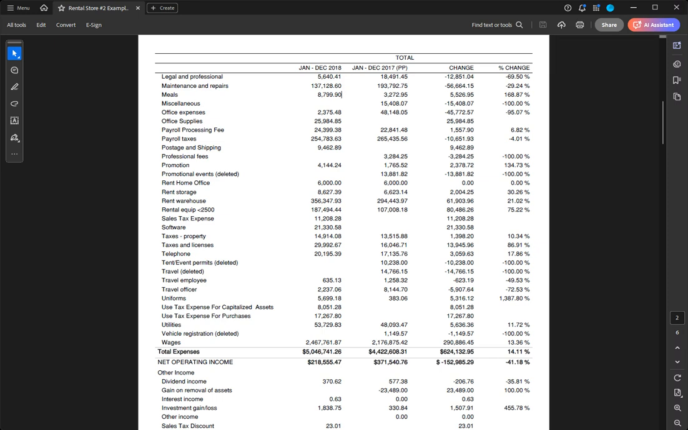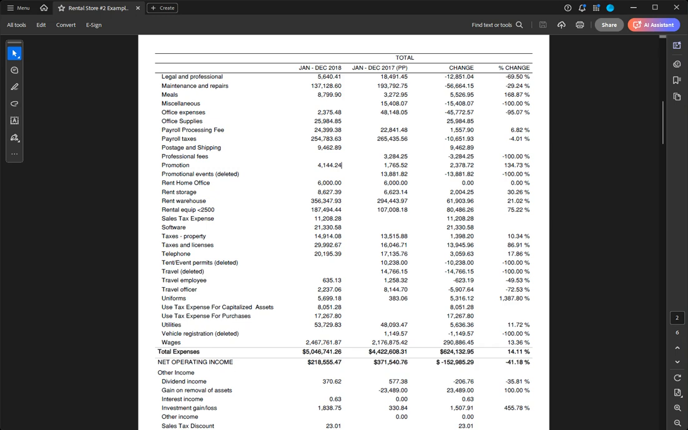Meals, miscellaneous office expenses, office supplies. So being careful here to make sure that we're buying the things that we need. Okay, and then for this client, payroll taxes was $254,000 compared with $265,000. That's really going to be a function of how much your labor is, so not something that you can really have as much control over.